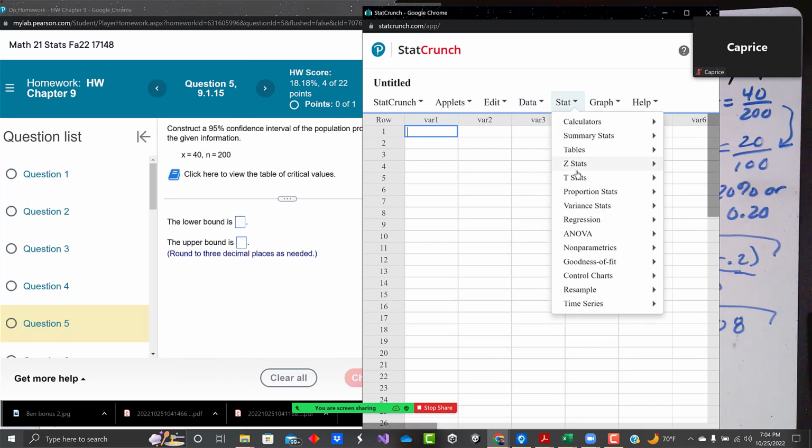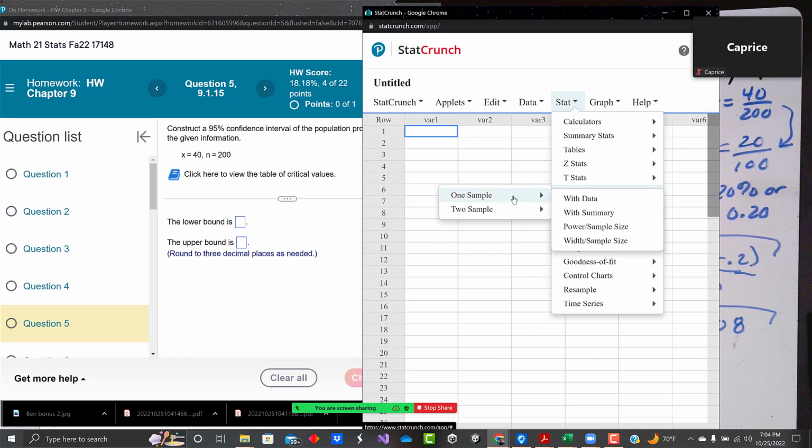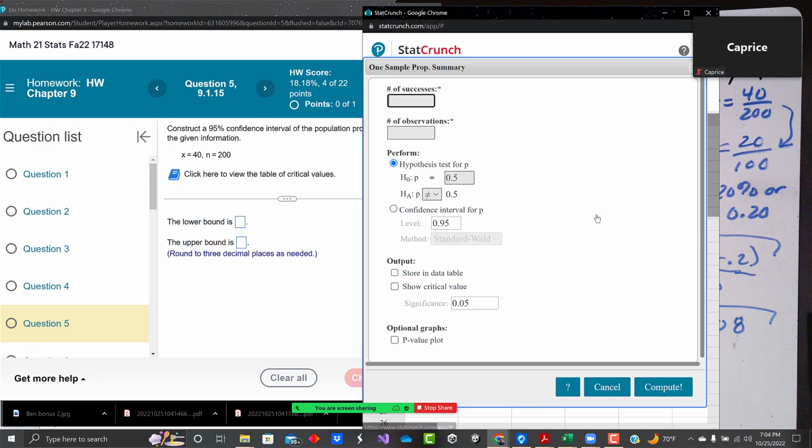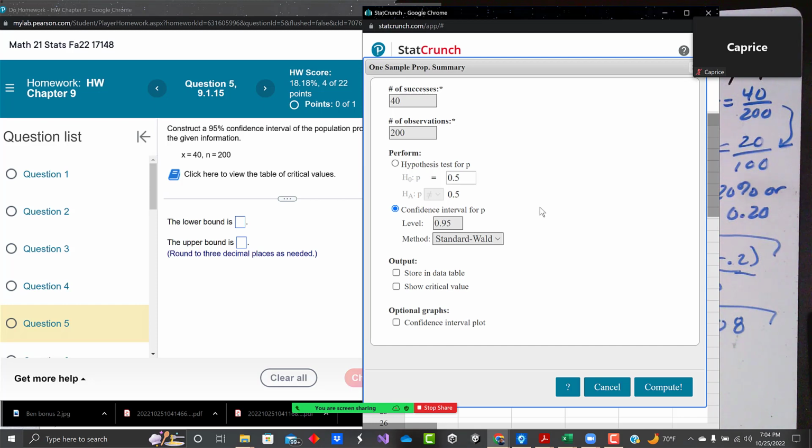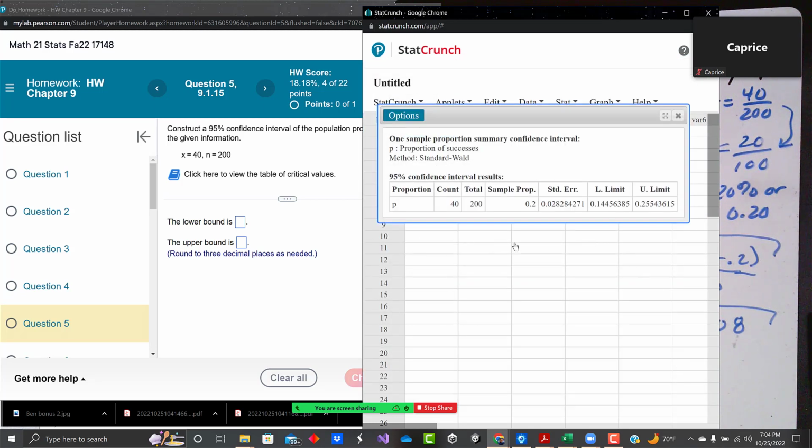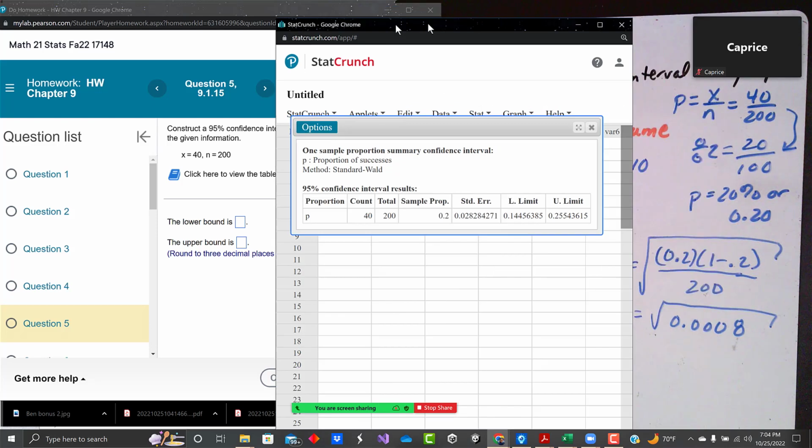So it's a proportion one. So we're going to go Stats, Proportions. We've got one sample and we have summary. We have 40 successes and 200 observations, and we're doing a 95% confidence interval. I click compute, and I'm going to write my lower limit and upper limit over here on my page. Maybe I'll move this over.